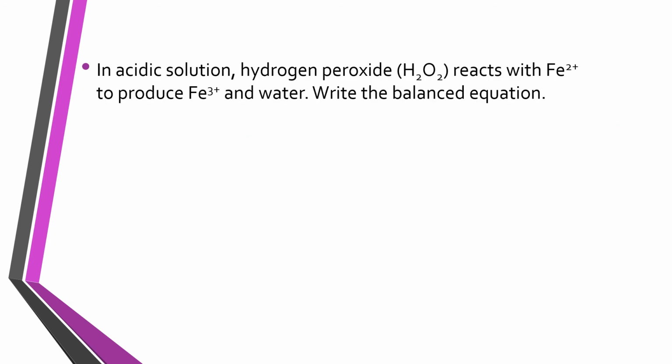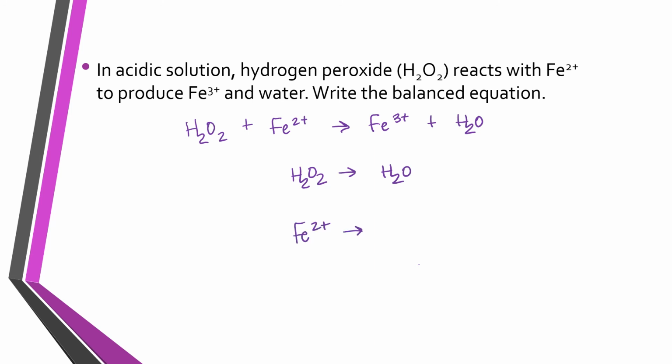All right, this one says in acidic solution, hydrogen peroxide reacts with iron 2 plus to form iron 3 plus and water. So first I'm going to write my equation. All right, so now I'm going to do the half reactions. So I have peroxide to water, and then I have iron 2 plus to iron 3 plus.